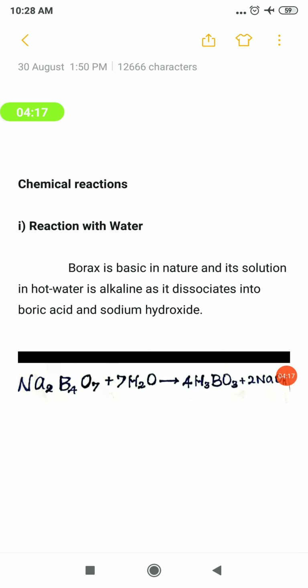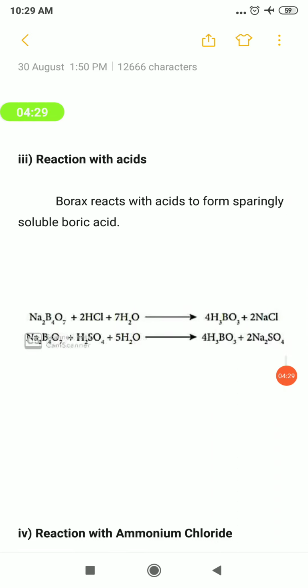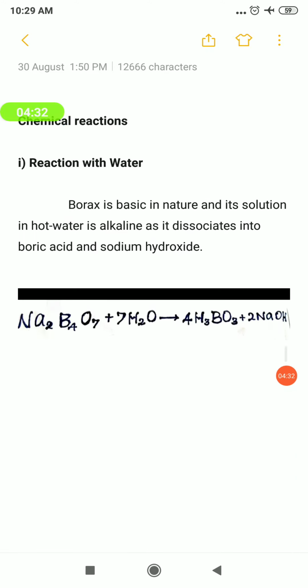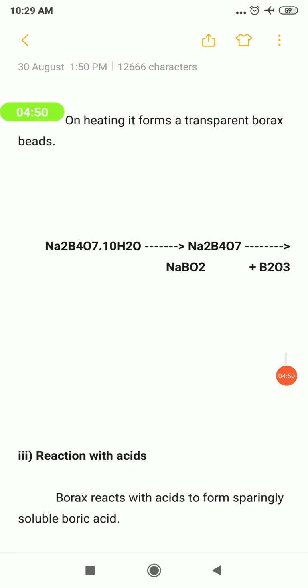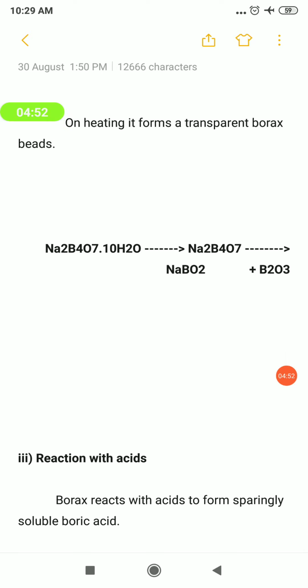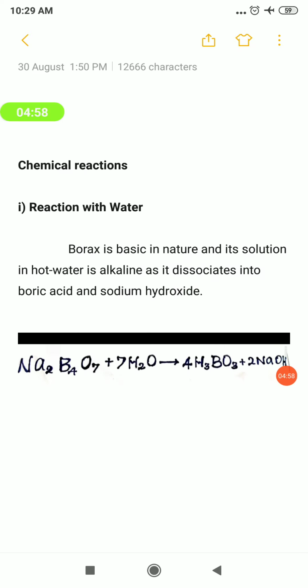The chemical reactions of borax. There are 4 chemical properties we are going to see. How many are we going to see? 4 chemical properties: reaction with water, action of heat, action of acids and ammonium chloride. So these are the 4 chemical properties we are going to discuss in the chapter of borax. Are you able to understand, students? That is, how borax reacts with water, what happens when heated, third, with acids, how borax reacts with acid, and finally with ammonium chloride, how borax reacts with ammonium chloride. So about this we are going to discuss. Let us see one by one.